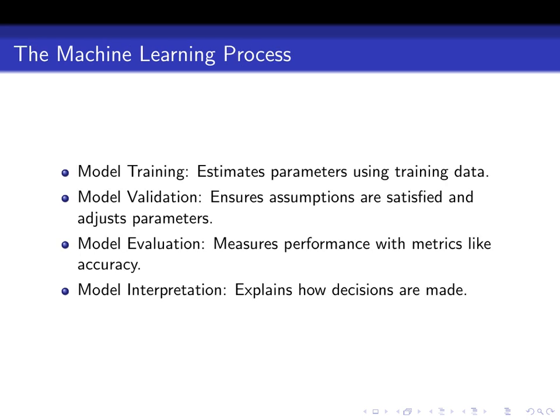The machine learning process has 4 key steps. First, model training estimates parameters and minimizes errors using training data. Second, model validation ensures assumptions are satisfied and refines parameters. Third, model evaluation measures performance on new data using metrics like accuracy. Finally, model interpretation explains how the model makes decisions and its impact.